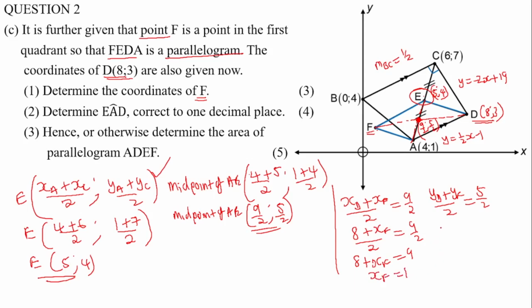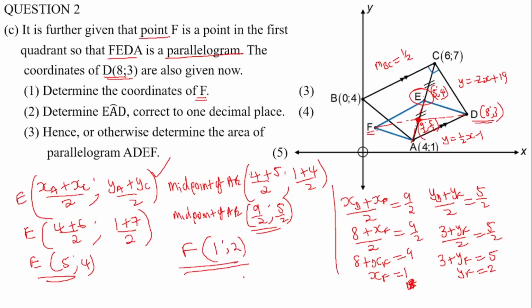Alright, and then this side, Y at D is 3 plus Y at F over 2 is equal to 5/2. Alright, multiply by 2 on both sides of the equation, or just equate the numerator since the denominators are the same. So 3 plus Y at F is equal to 5, right? And then subtract 3 from both sides of the equation. Y at F is equal to 2. Therefore, the coordinates of F are 1, 2. These are the coordinates of F.